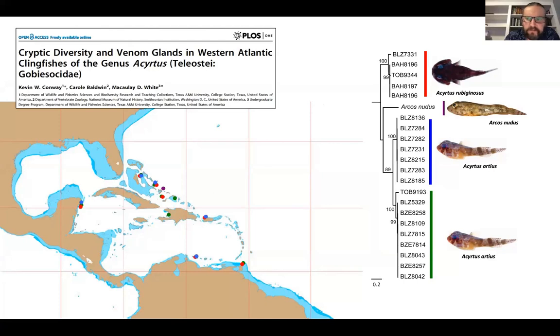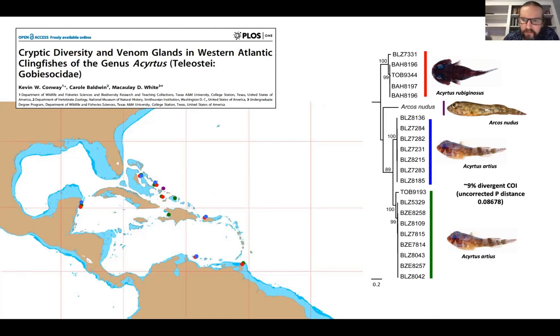This relates to the genus Acyrtus. This is a genus of clingfishes that are found in the Western Atlantic and the Caribbean region. And in 2014, Carole Baldwin, who works at the Smithsonian Institution, sent me this data set which suggested that Acyrtus artius was actually two different species based on genetic divergence. And she asked me if I would have a look to see if I could find any differences that would allow us to separate the two groups and potentially describe a new species.